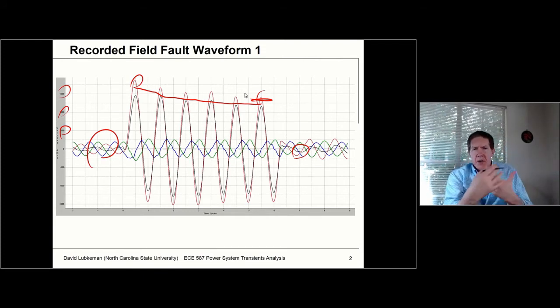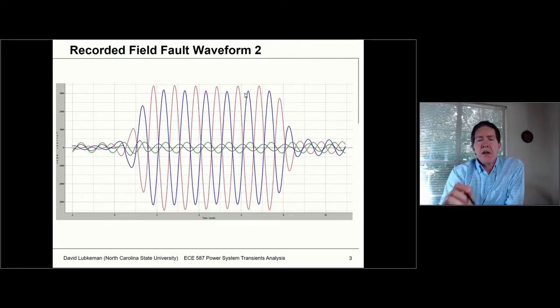Now, there's other types of faults that you guys have probably heard about. You can have line-to-line faults, line-to-line ground faults, and three-phase faults. We're going to initially focus on this very simple type of fault, which would be just a single line-to-ground fault. But if you were going to have two phases connected together, this is what you would have as far as the recorded waveform at the substation.